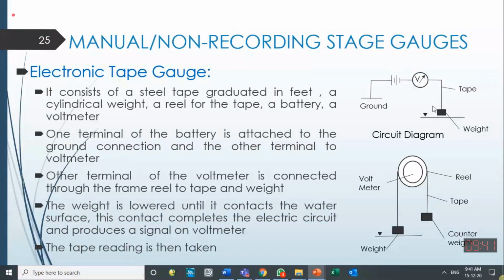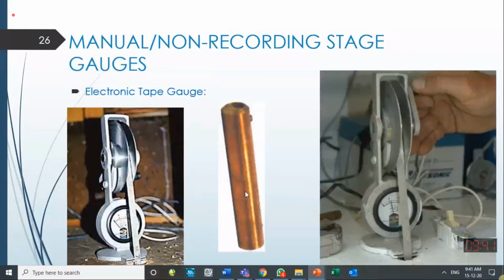So this can be used for very deep channels where they cannot see whether the float is in touch with the water or not. So to know whether the float is in touch with the water or not, they use an electric circuit. They have a battery installed with it. One side is grounded and the other side is connected with this weight itself. They release the tape. When the weight comes in touch with the water, a circuit is completed, and this voltmeter will show different signals, and then they will note the tape reading at that time, that this is the stage of the water. So this is electronic instruments which can be used to estimate the stage.